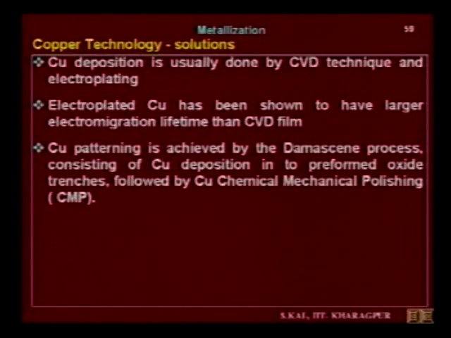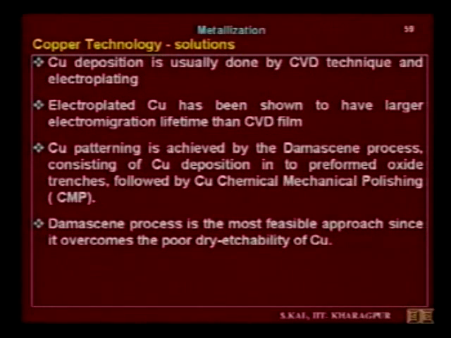What is that? The damascene process consists of copper deposition into preformed oxide trenches, followed by copper CMP, and CMP is known as chemical mechanical polishing. First you form the trench, then you deposit copper, then you remove it by CMP, chemical mechanical polishing. The combination of these two steps is known as the damascene process. The damascene process is the most feasible approach since it overcomes the poor dry etchability of copper.